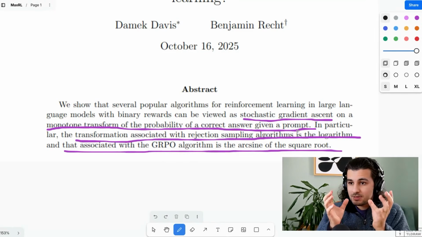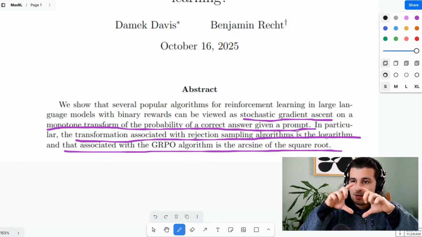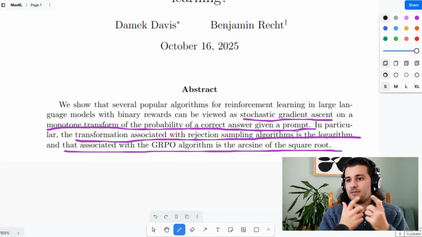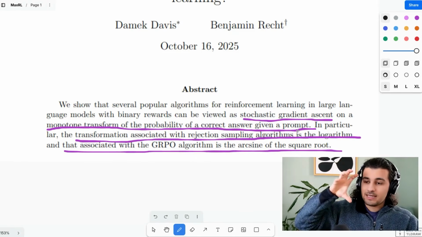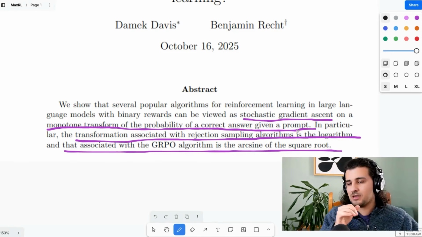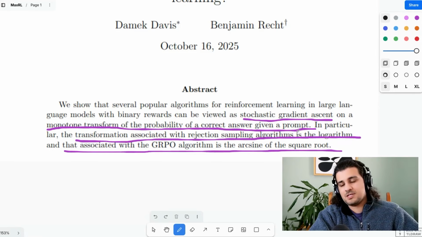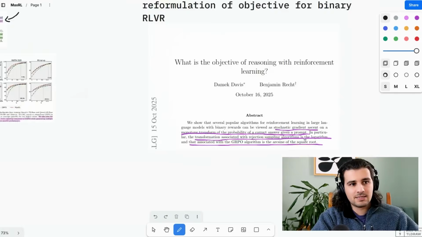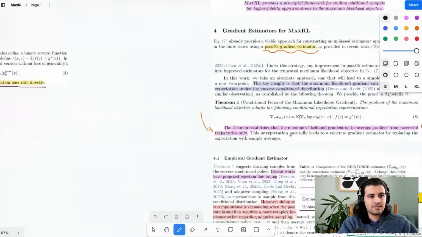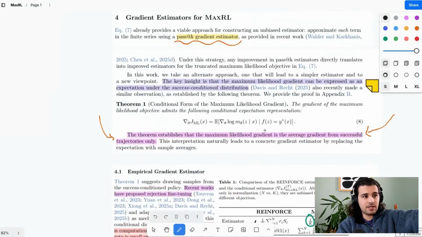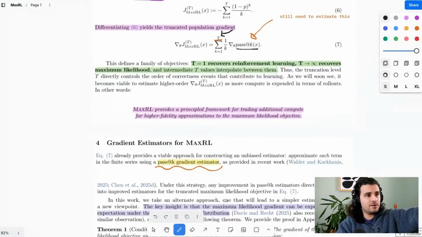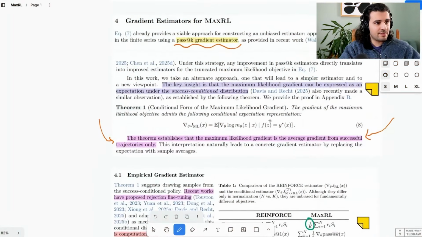So there's the probability of a correct answer given the prompt, and we're going to wrap a function around that. MaxRL has a specific function in it, GRPO also, and even REINFORCE is a specific function, which is just 1, but that's the idea. So this is an intermediate result that will help us out. And wait a second, this is it. So we have that, right?